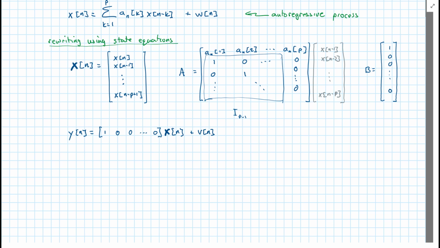So now we can see that x of n minus 1, which was at the top, becomes the second position in the matrix, which is what we want right there, and so on and so forth. So having this identity matrix shifted down by 1 in A essentially shifts down all of these values by one sample.